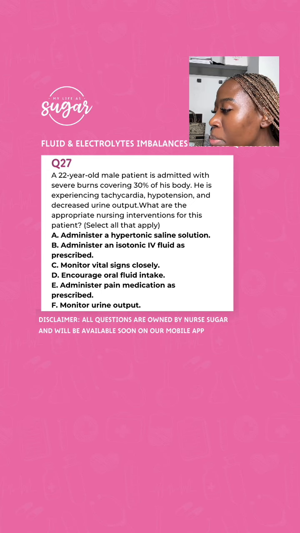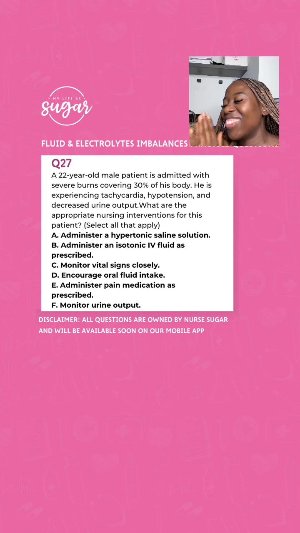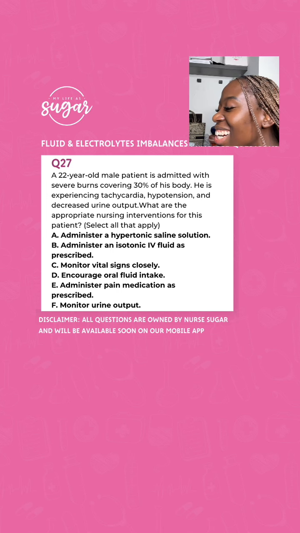You have a 22-year-old male admitted for severe burn covering 30% of his body. I love it. Oh, you guys are smart. Yay! Okay. He is experiencing tachycardia, hypotension, and decreased urine output. What are the appropriate nursing interventions? A, administer a hypertonic solution. B, administer an isotonic solution. C, monitor vital signs closely. D, encourage oral intake. E, administer pain medication as prescribed. F, monitor urine output. That's it.